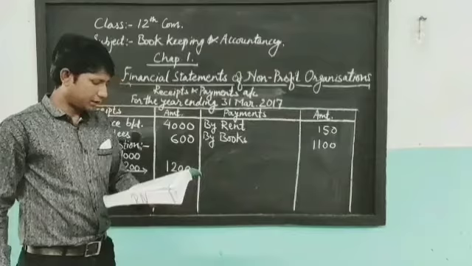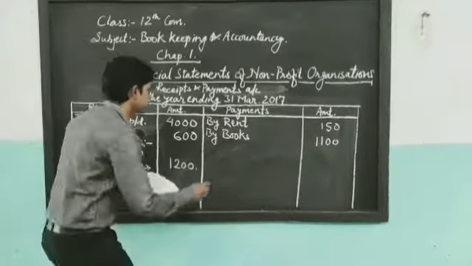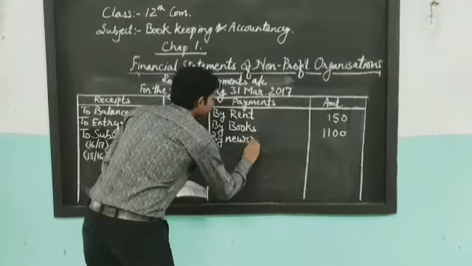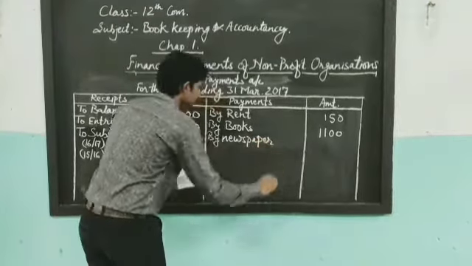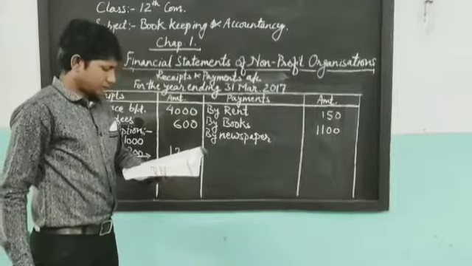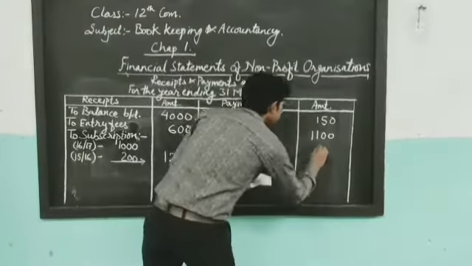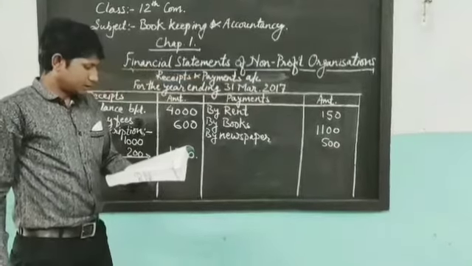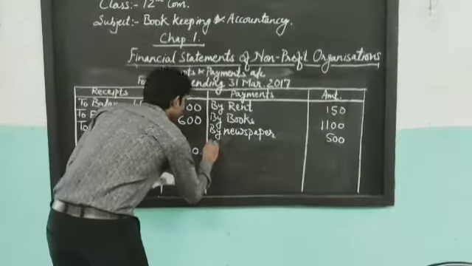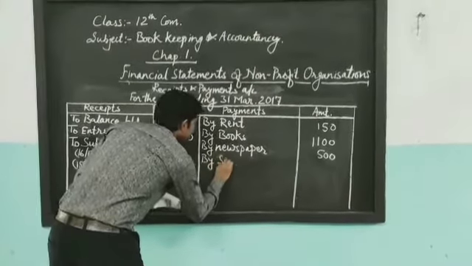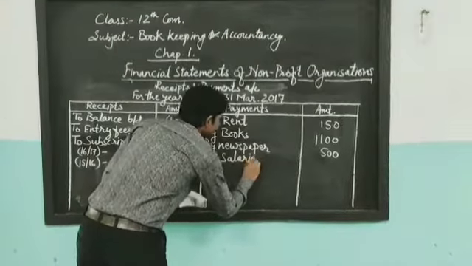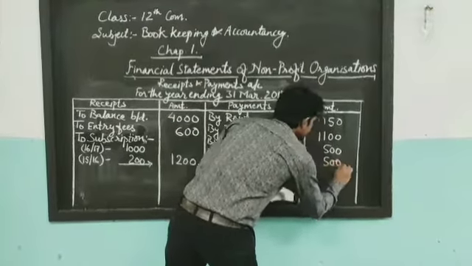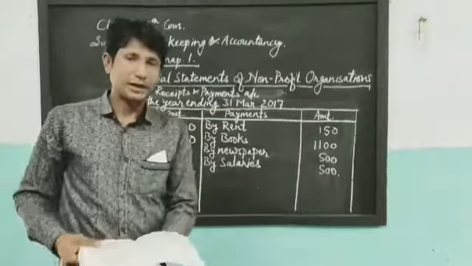Then it is given newspaper purchased, by newspaper, rupees 500. Then it is given salaries paid, by salaries, rupees 500. Now all the entries have been made.